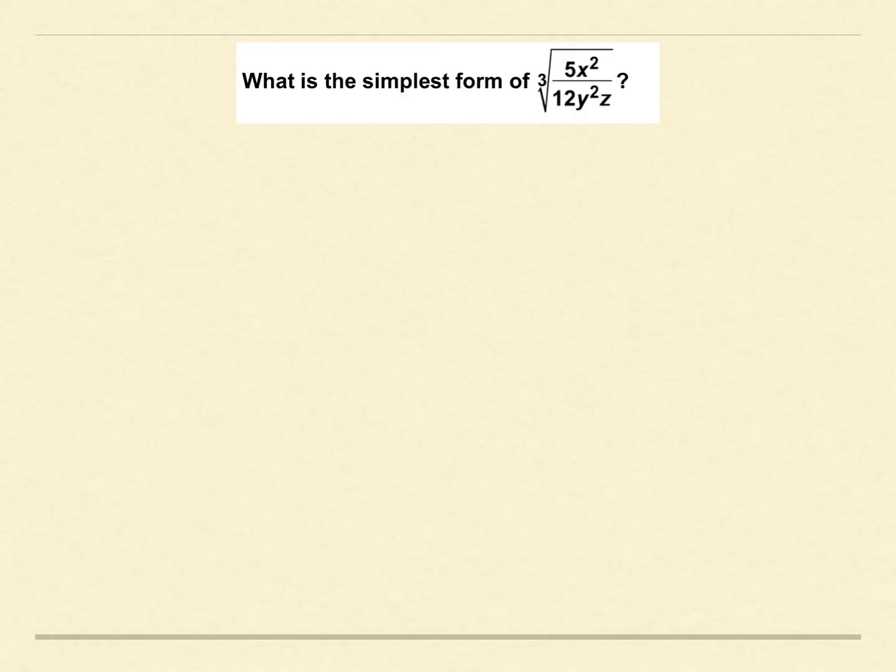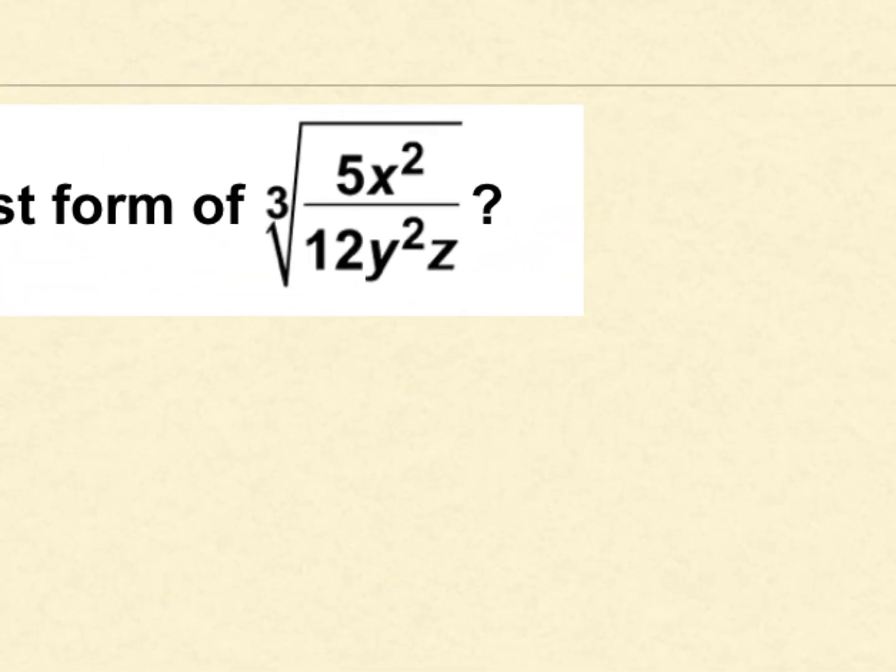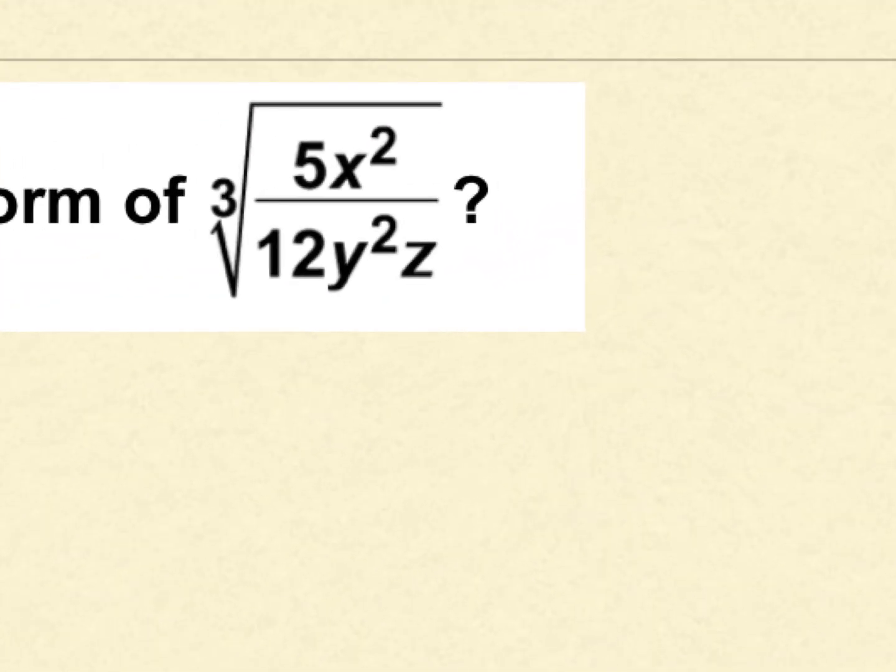All right, let's look at the next. So here it's already under 1 radical. So let's see if I can simplify. Can I simplify 5 over 12? No. Do I have x's that I can simplify? No. Do I have y's or z's? So what do you think here? Can't simplify.